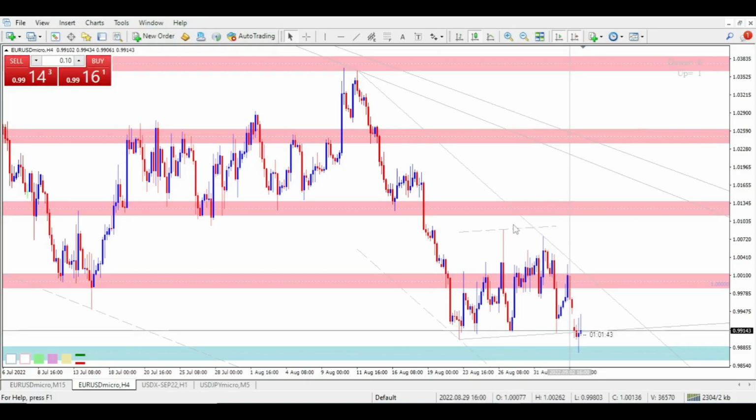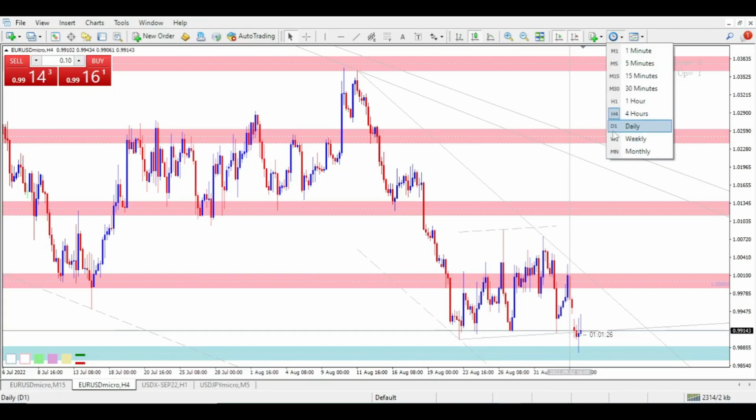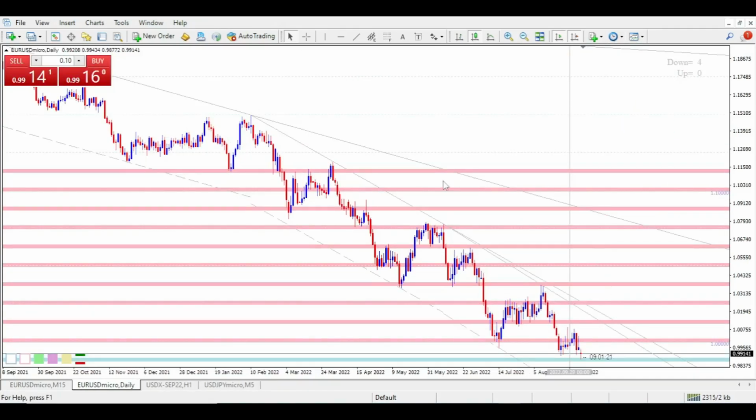So not to cherry pick, but I'm just going to use this part as an example. Well, you can say I'm cherry picking, but anyway, I'm just trying to illustrate the strategy. So the strategy as it goes here, we are on the 4 hour time frame on EUR/USD. Maybe let's just go to daily.